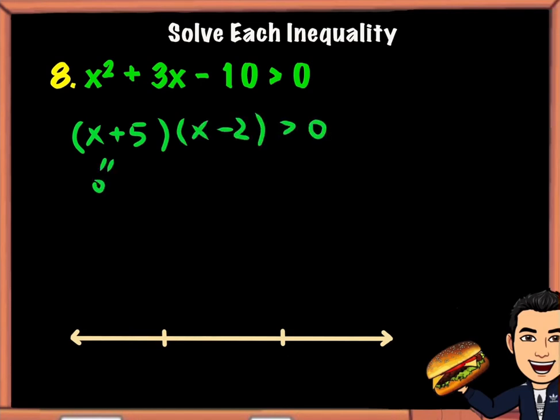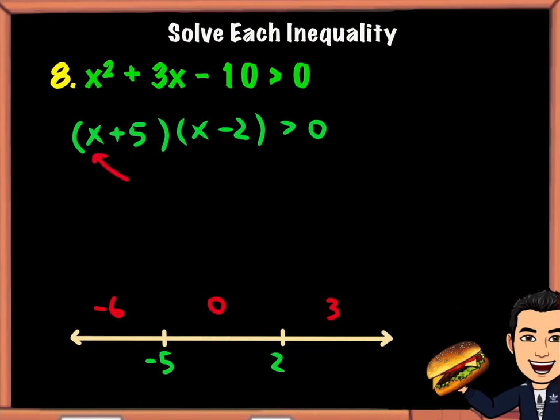If you set each binomial equal to 0, you get x = -5 and x = 2. So these are your critical points. You're going to put -5 and 2 here. And now we're going to test out the points. So I want to use -6, 0, and 3 and insert them into the inequality and see what happens.